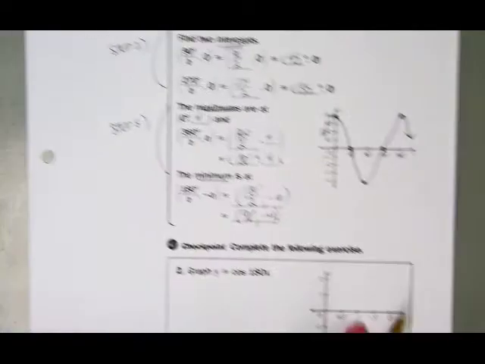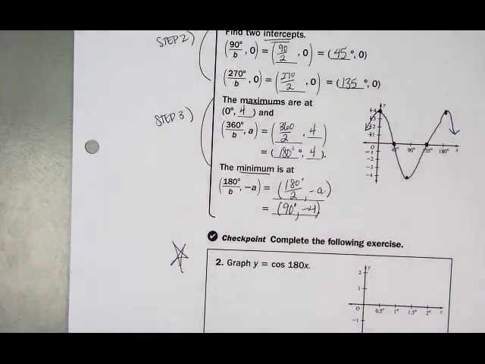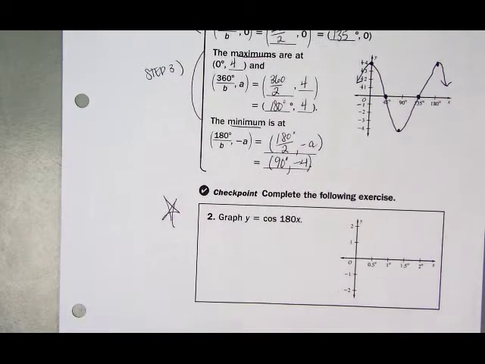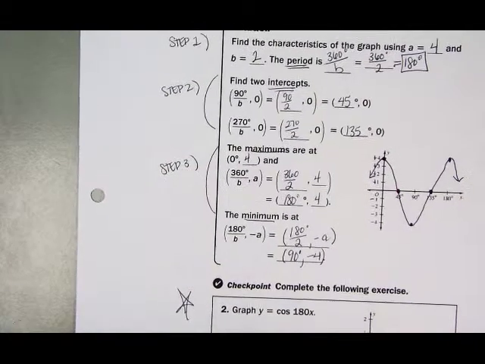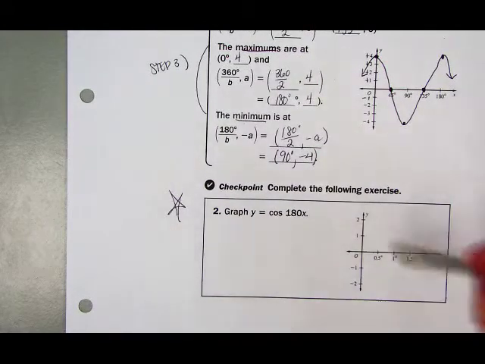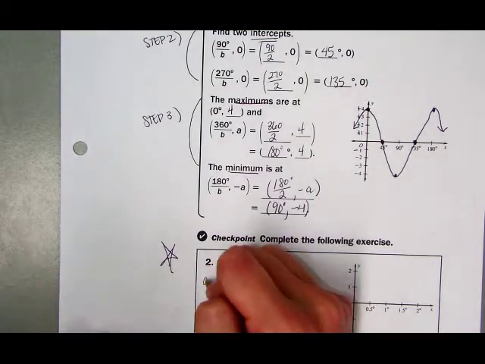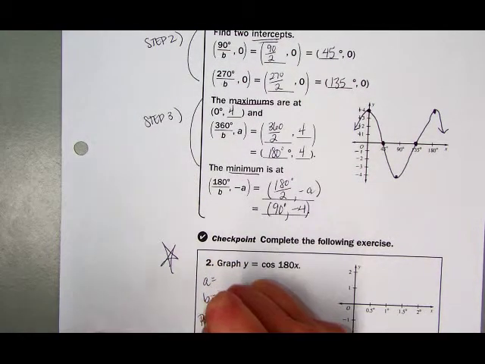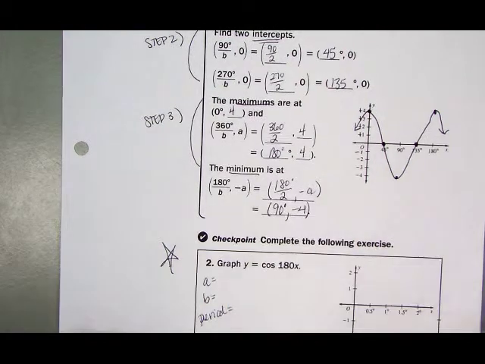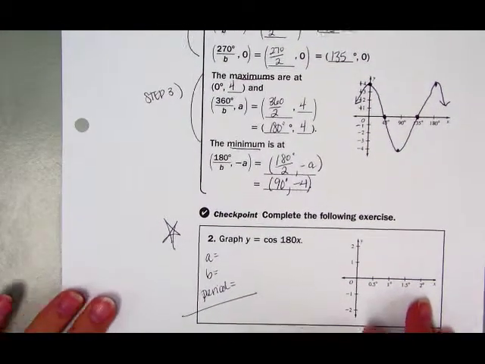Okay, so again, last thing to do for homework for the next time that we meet is to do checkpoint number 2. So the graph's given to you. You want to make sure that you do step numbers 1, 2, and 3. So you want to get ordered pairs for all of these. Don't just graph it. I need ordered pairs. I need an a value. I need a b value. I need the period value, as well as all of the intercepts, maximums, and minimums.